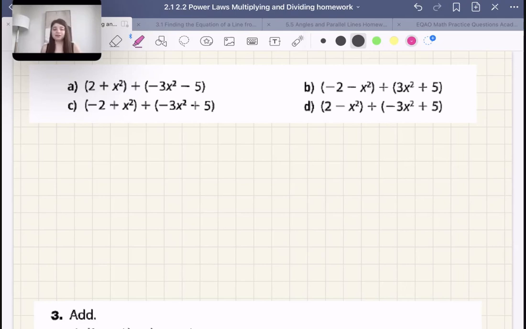Like terms are basically terms where the variable and power of the variable are the same. So for example, negative 3x squared and x squared are like terms because they have the same power and the same variable. Another example is that negative 5 and 2 are like terms because they are both constants, and constants are like terms to one another as well.